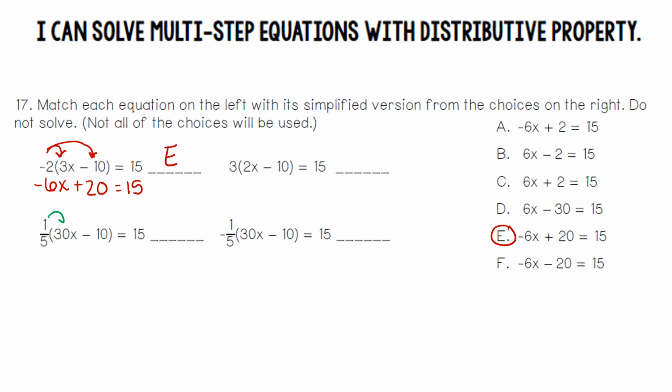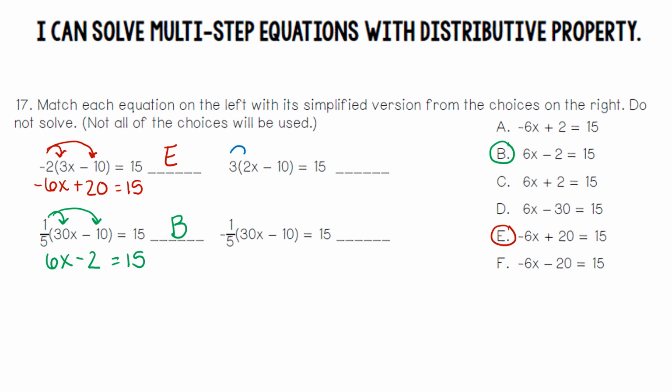For the next problem, we have the 1/5 outside the parentheses. So we would multiply the 1/5 times the 30. 1/5 times 30 is 6. Keep the x variable with it. We also multiply the 1/5 times the -10, which would give us a -2. 6x minus 2 equals 15 is represented by letter B as our simplified problem.